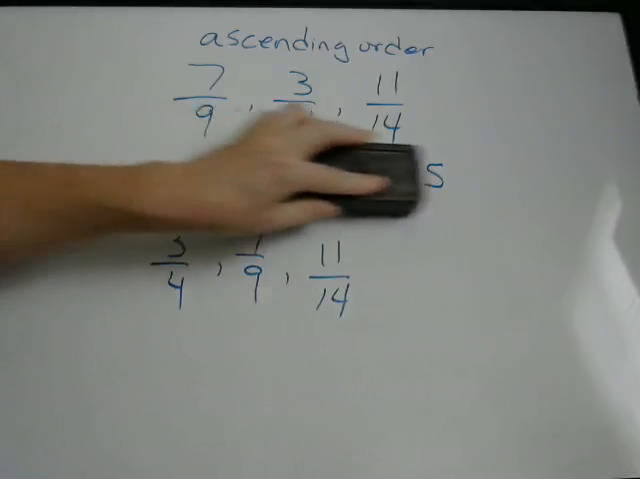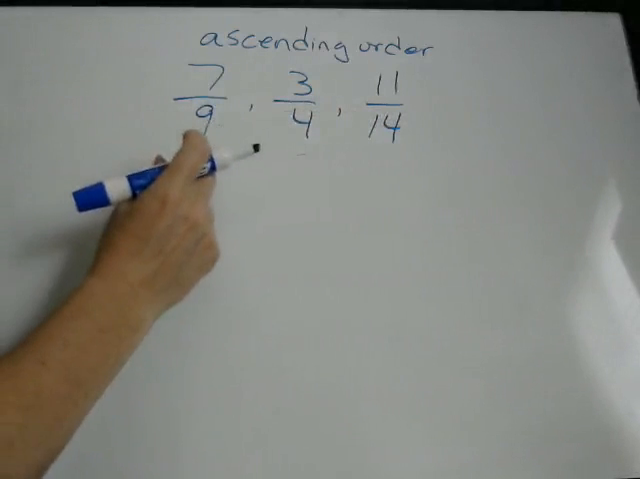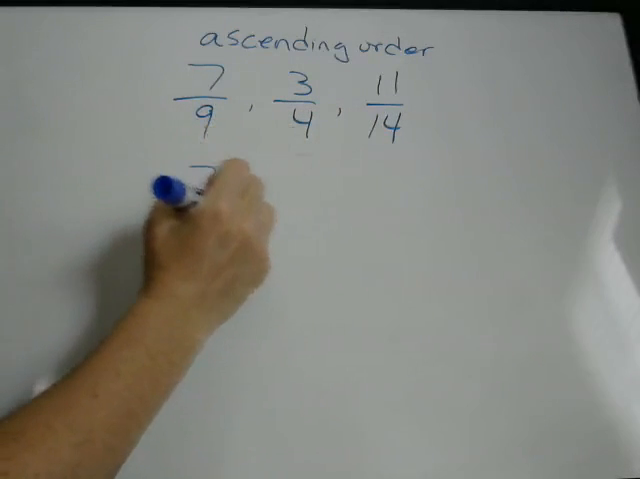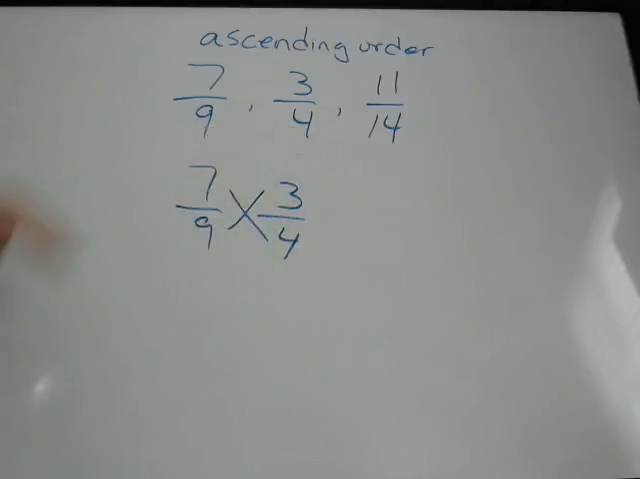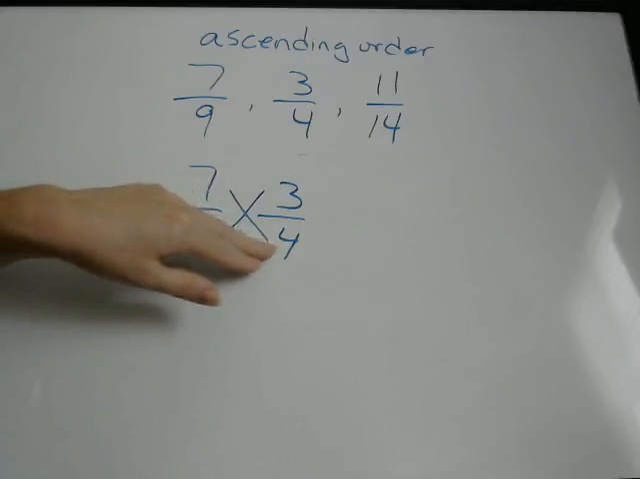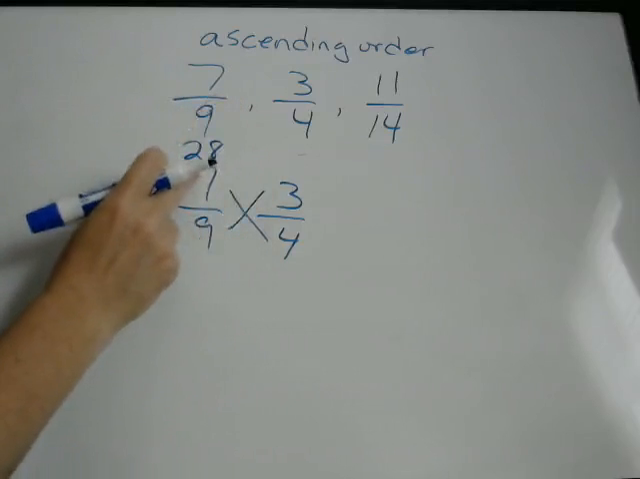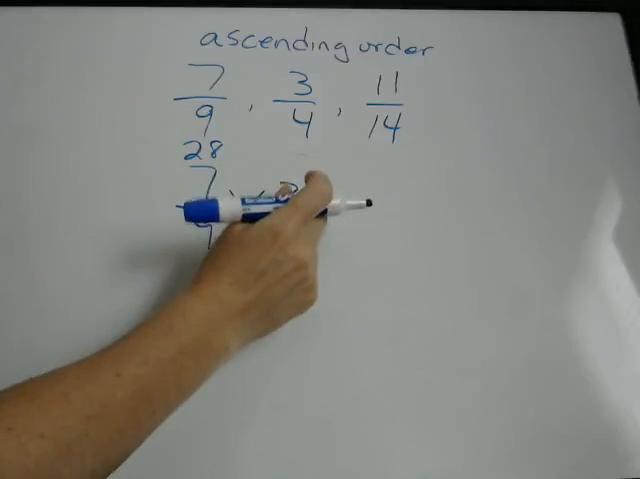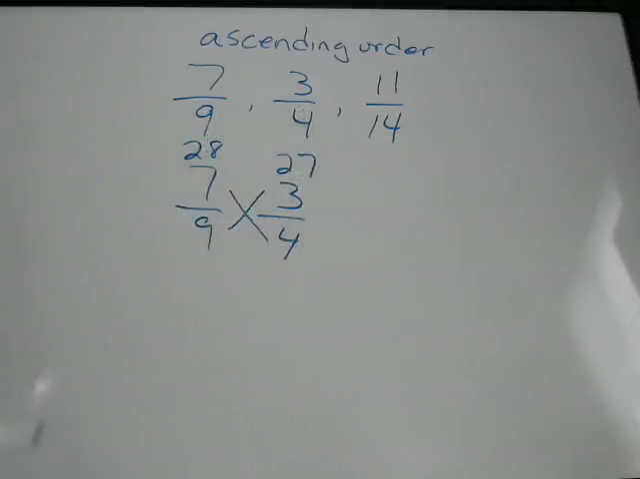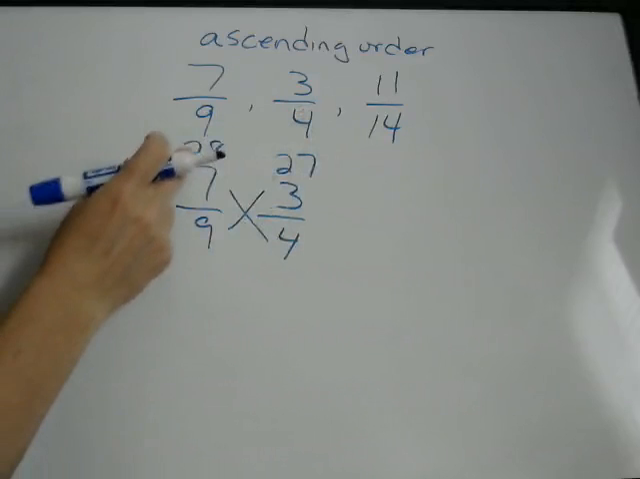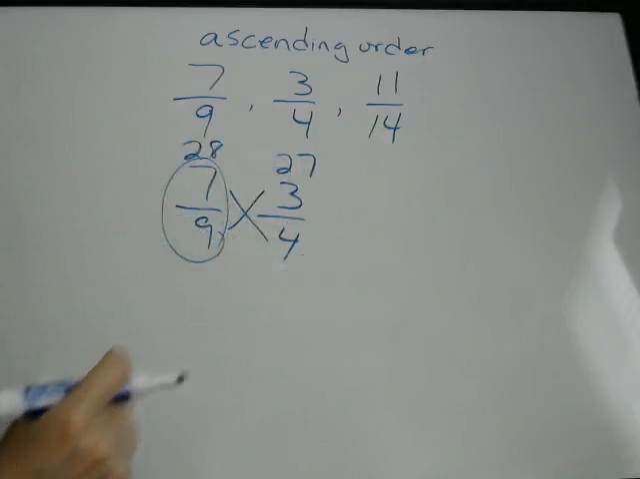Another way that you can compare fractions is by what we call cross-multiplying. So for example, we can compare 7/9 and 3/4 by cross-multiplying. That means we take the top number times this bottom number, so 7 times 4 is 28, and we just write it above the top number. And then we take 3 times 9, which is 27, and we write it above the top number. And then we just compare these two numbers. So 28 is bigger than 27, so 7/9 is bigger than 3/4.